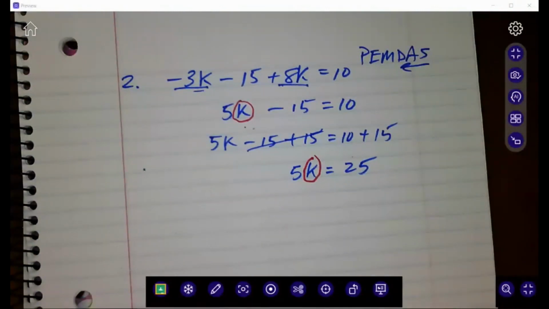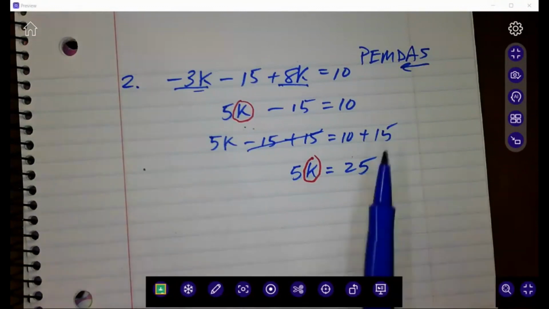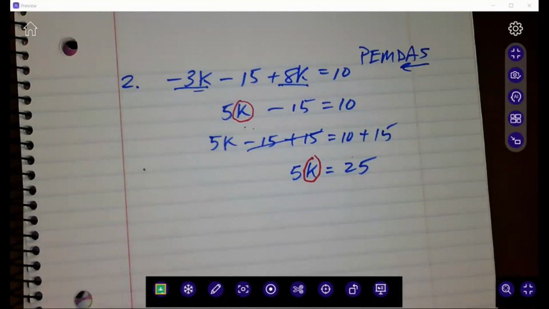Almost. Careful. That 5 is being multiplied by the k. That's 5 times k. So how do we undo multiplication? So give it another try, Mr. Brown. How do we undo multiplication?